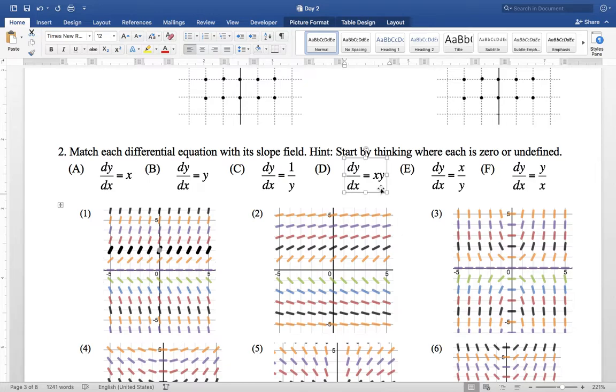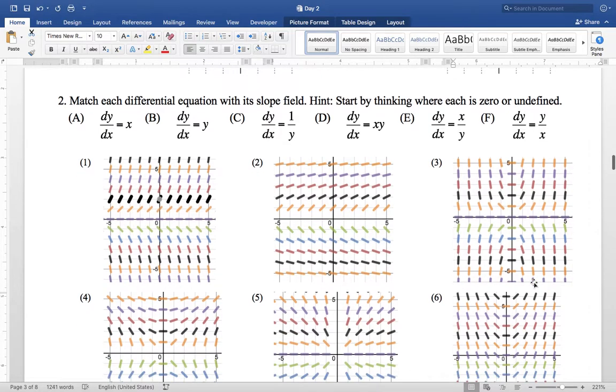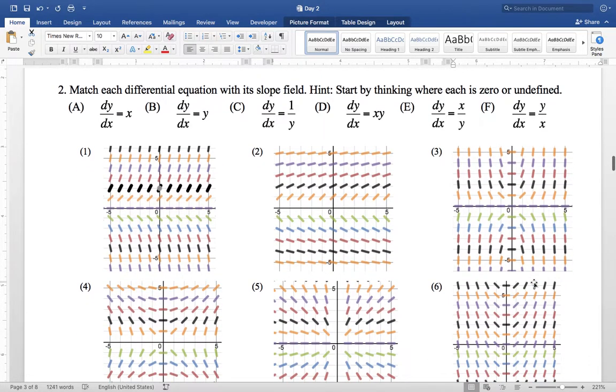If we look at D, this quantity, x times y, is going to be 0 anytime either x is 0 or y is 0, right? If x is 0, then the slope will be 0, and if y is 0, then the slope will be 0. So whatever slope field belongs to this differential equation has to have the property that all of the line segments on the x-axis and the y-axis have to be flat. That's number 3. And I think that's the only one which has that property.